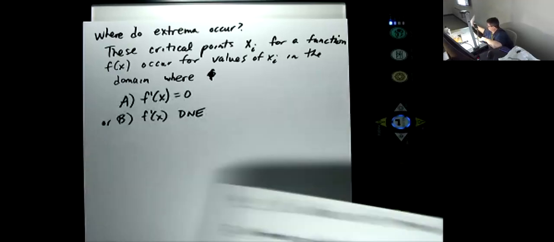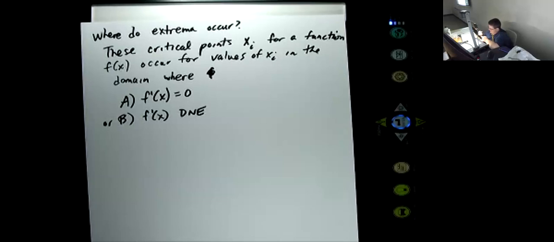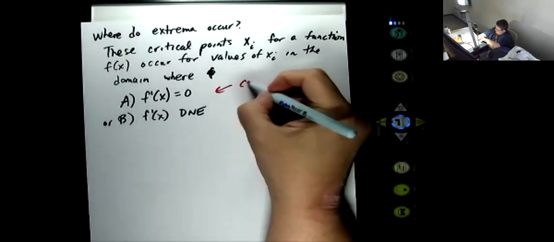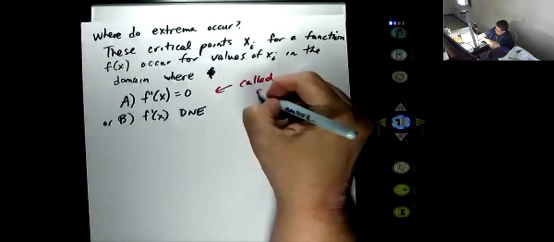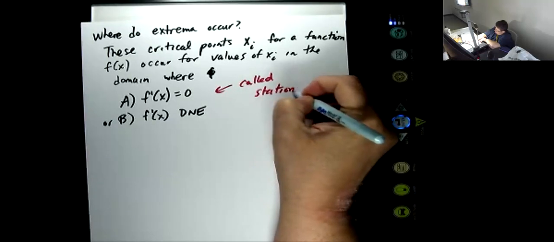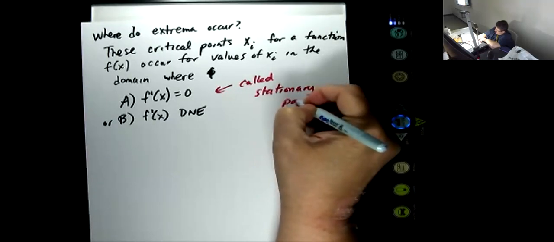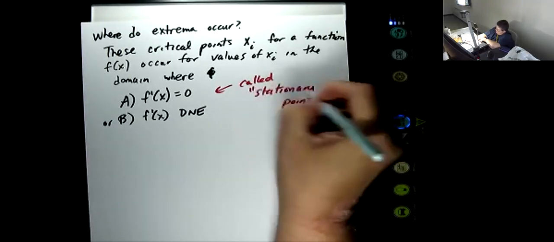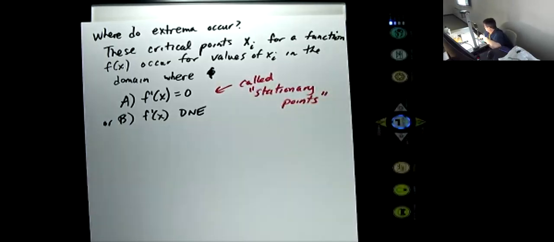Okay. To distinguish between these two types of points, we call these stationary points. That helps distinguish between them, but they're both critical.